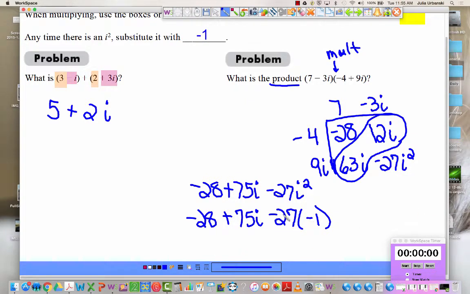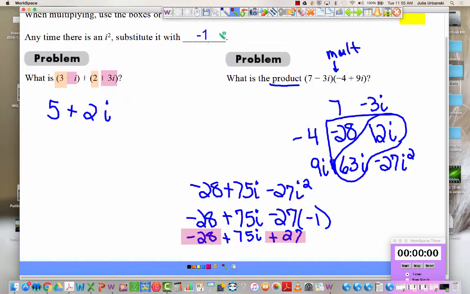This becomes what? Positive 27. Yep. -28 plus 75i, and then plus 27. And then the last thing we do is combine the like terms. Which ones go together?